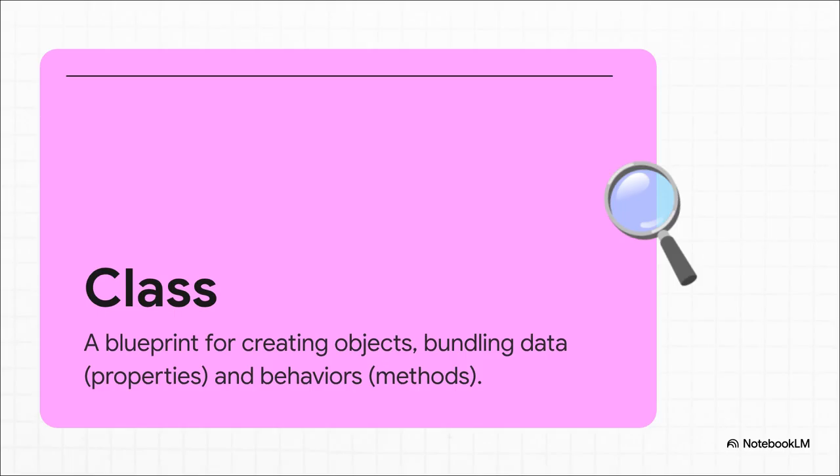Think about a blueprint for a house. The blueprint specifies all the details, the properties, like how many bedrooms it has, and it also defines the behaviors, like how the doors open. The blueprint itself isn't a house you can live in, but you can use that one blueprint to build a whole neighborhood of actual houses. Each one of those houses is an object.